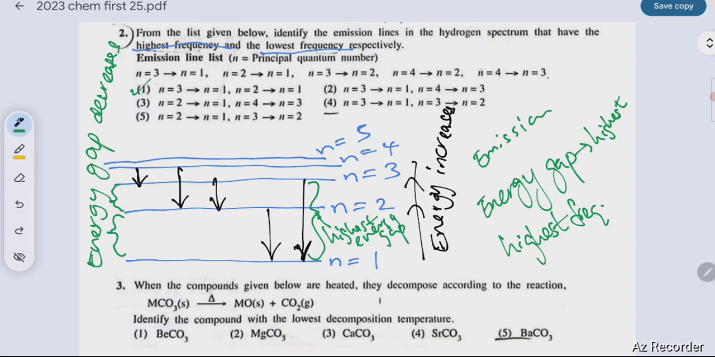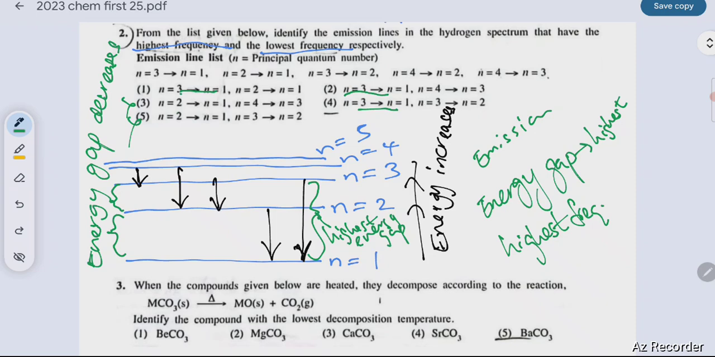So first answer, you can find that 1. N equal 3 to n equal 1. Here also, yes, here also there. But then we can neglect 3 and 5 because they say 2 to 1.